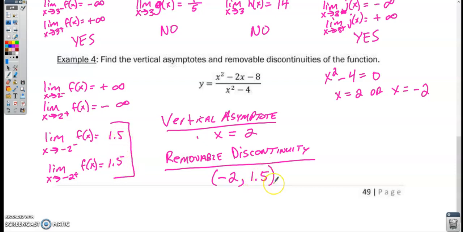And so if I were to look at the graph of this function, I would see a vertical asymptote at 2, and I would see a removable discontinuity at the point negative 2, 1.5, if I'm graphing it with something where I can see removable discontinuities. All right, let's go ahead and continue on to the next example.